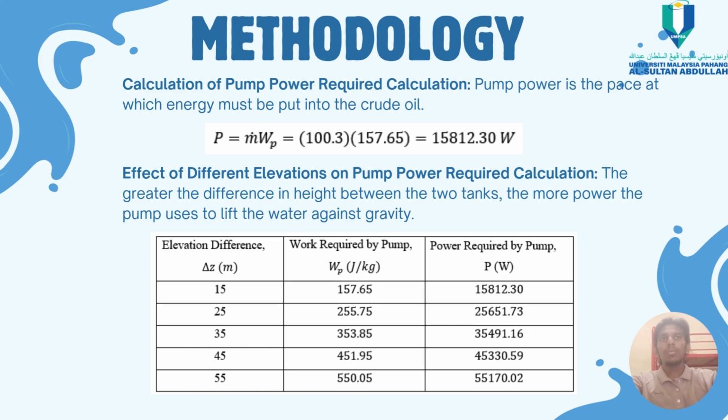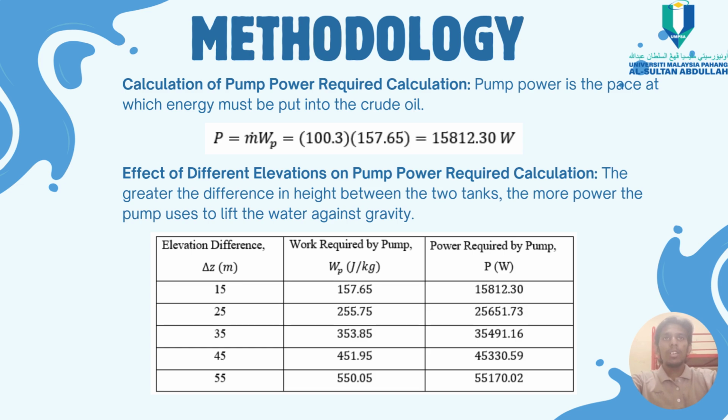And now for the calculation of the pump power required, we substitute the mass flow rate value and the minimum work of the pump as we calculated before into the formula, and we get 15,812.30 watts. Therefore, the power required by the pump to transport the crude oil is 15,812.30 watts at the specific operating condition.